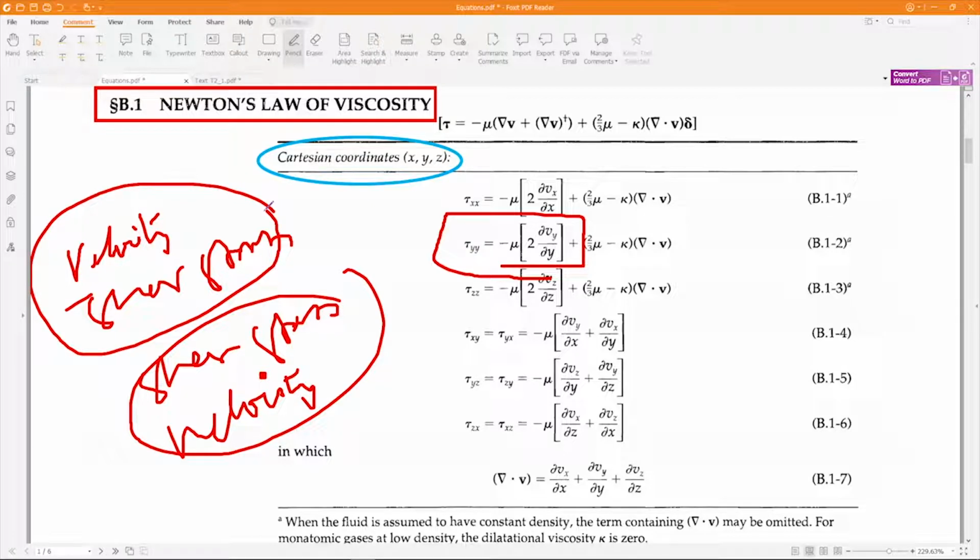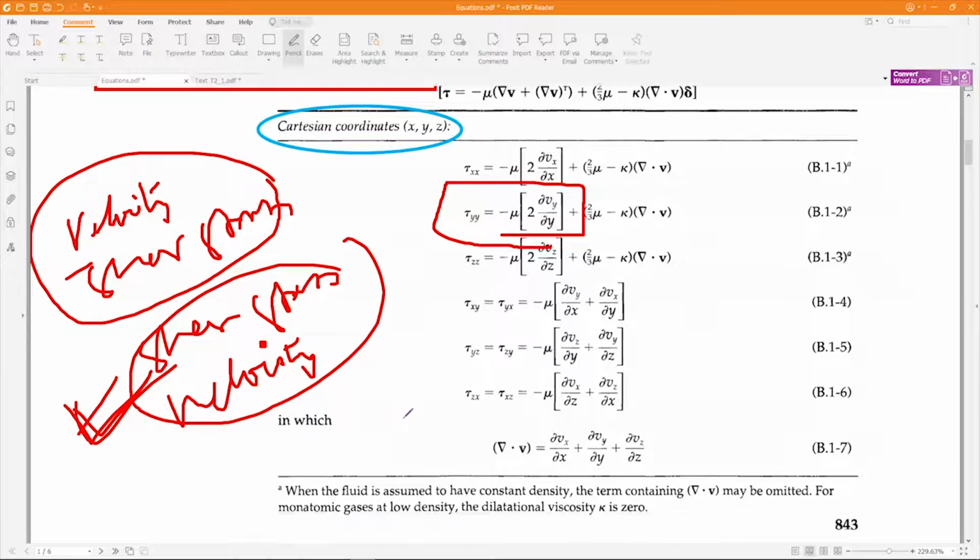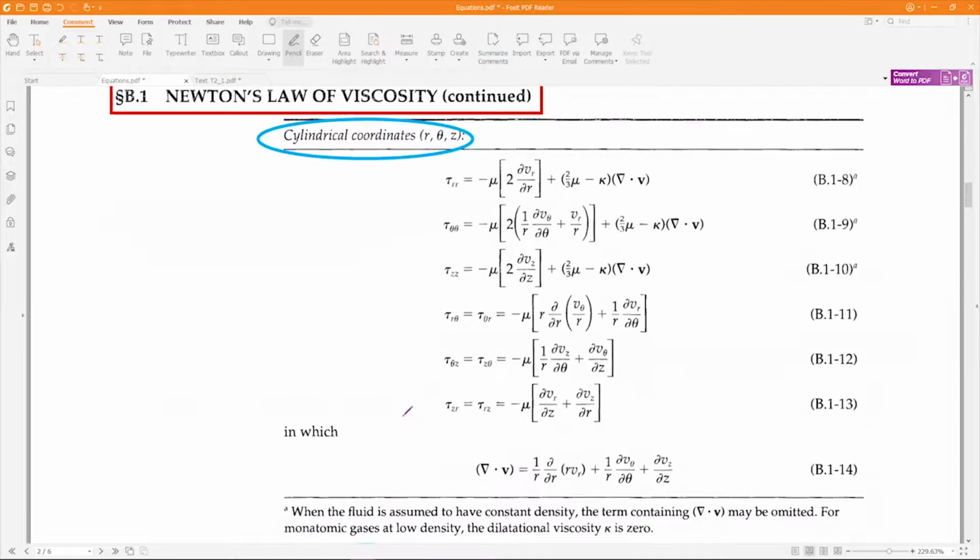So I will use this one. First, I will find the shear stress, because in the problem it is asked to find the shear stress. I will follow this one. First, I will find the shear stress profile, then I will put in the Newton's law of viscosity formula, then I will find the velocity profile. Now everything is ready.